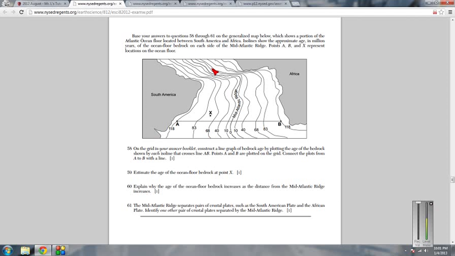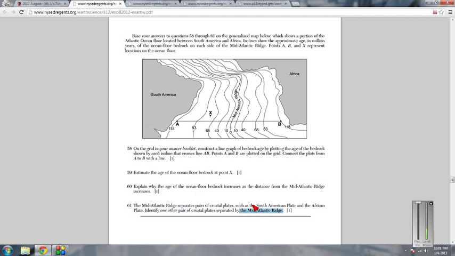So I think this is a kind of easy one. Plate tectonics is a big topic, and I think you guys will do well on this. Number 61. The Mid-Atlantic ridge separates pairs of crustal plates, such as the South American plate and the African plate. Identify one other pair of crustal plates separated by the Mid-Atlantic ridge.